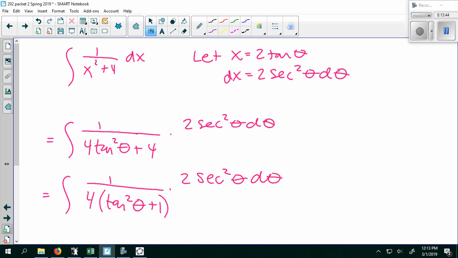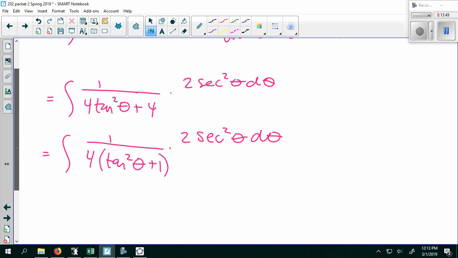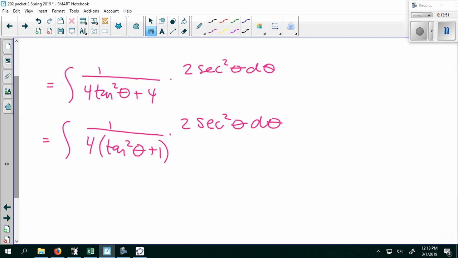And then tangent squared plus 1 is a trig identity. It is equal to secant squared theta. So my secant squared theta cancels with my tangent squared plus 1, because tangent squared plus 1 equals secant squared. So all I'm left with is the integral of 2 over 4, or 1 over 2, d theta. So now when I integrate, I get 1/2 theta plus c.